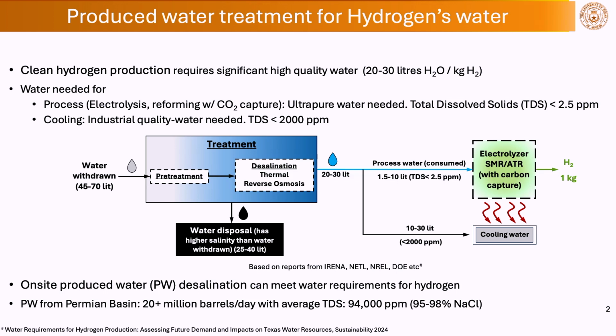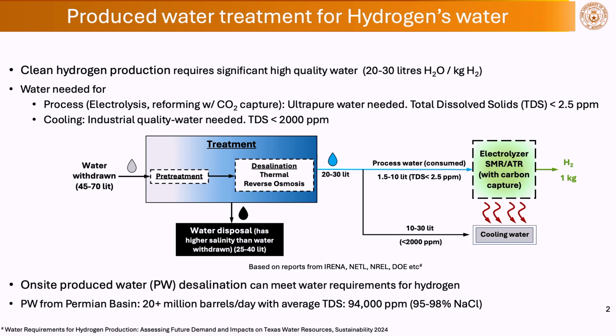Now, this fresh water can be of two types. One is the process water, which is required for the actual process, and it needs to be ultra pure, which means the total dissolved solids should be less than 2.5 ppm. And there is another type of water that is also required for this process, which is the cooling water. That can be of industrial quality grade, that is TDS less than 2000 ppm, and this water is used for thermal management. So the figure shown here gives a detailed breakdown of the freshwater requirements for 1 kg of clean hydrogen production. These numbers have been taken from different agencies, including IRENA, US Department of Energy, etc.